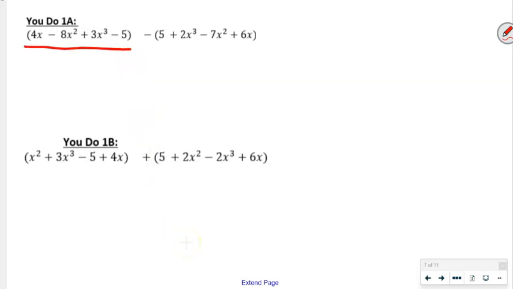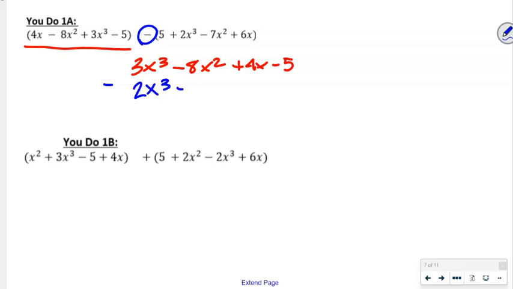So here again, we're going to write this in descending order. 3x to the third minus 8x squared plus 4x minus 5. Notice again, we're subtracting, so I'm going to put my minus sign out there. And I'm going to go ahead and write the terms again in descending order. So I got my 2x to the third minus 7x squared plus 6x plus 5.